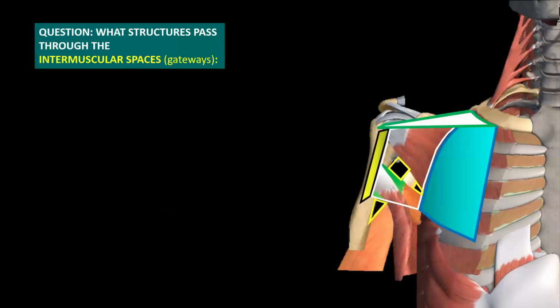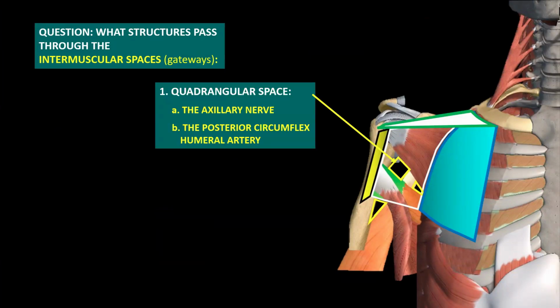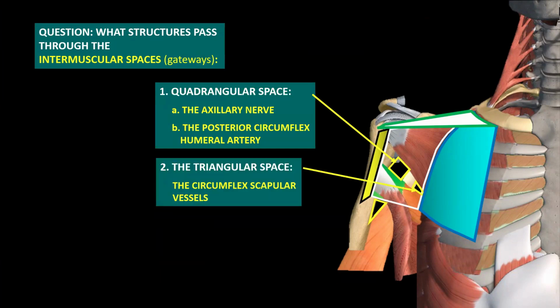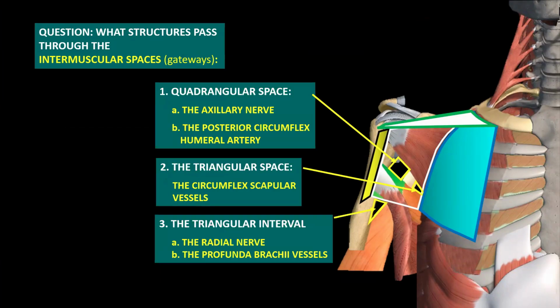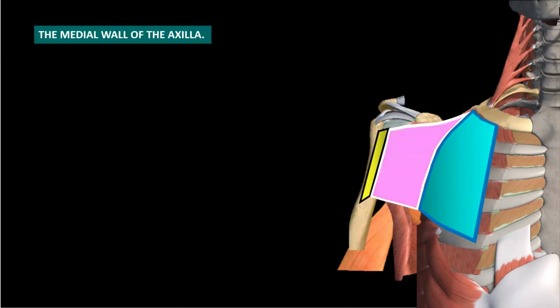Question: what structures pass through the intermuscular spaces? The quadrangular space. A. The axillary nerve. B. The posterior circumflex humeral artery. 2. The triangular space, or the upper triangular space. The circumflex scapular vessels. 3. The triangular interval, or the lower triangular space. A. The radial nerve. B. The profunda brachii vessels. Let's talk about the medial wall of the axilla.